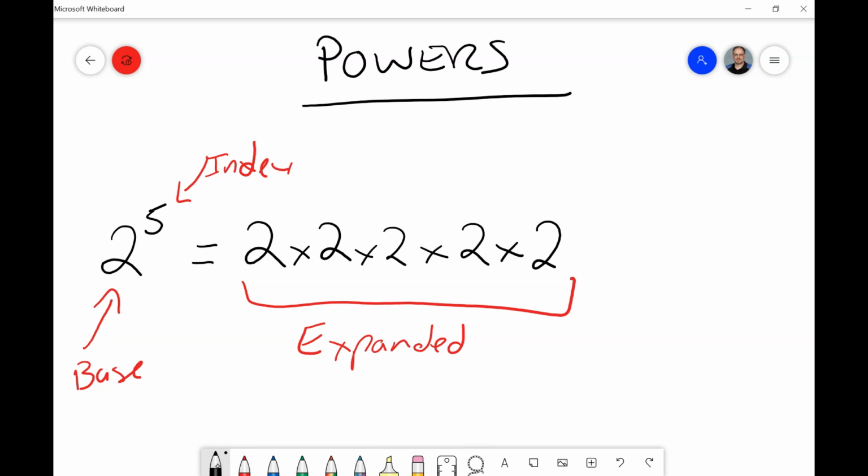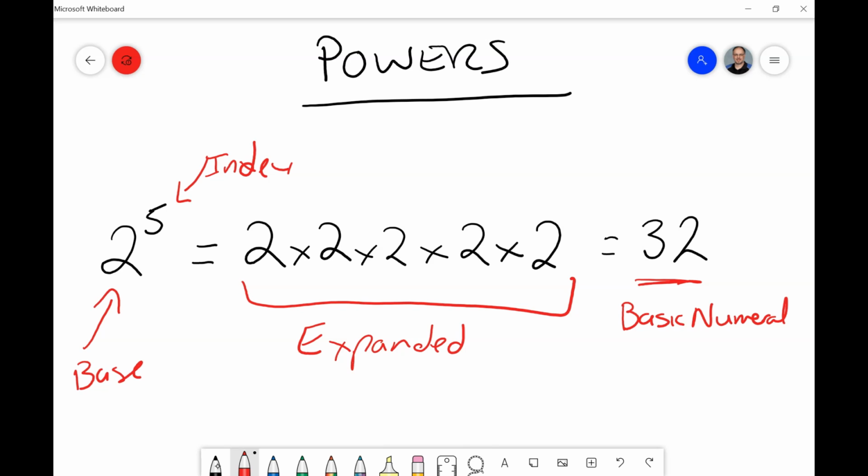Okay, and there's one more thing that we can get, and that is the actual answer. So 2 times 2 times 2 times 2 times 2 would give us a final answer of 32. So 2 times 2 is 4, times 2 is 8, times 2 is 16, times 2 more is 32. When we have this final answer here, we actually call that the basic numeral.